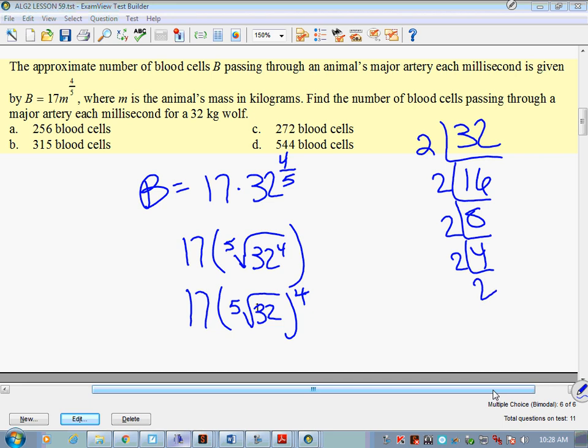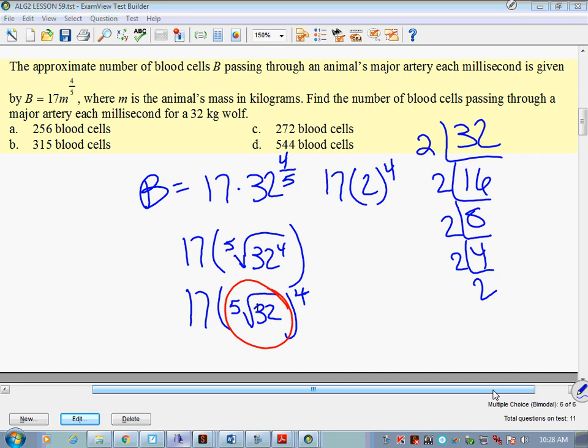All right, so if I'm looking at just this portion right here, what I can do is say that this is 17 times 2 to the 4th, because the 5th root of 32 simplifies to 2.